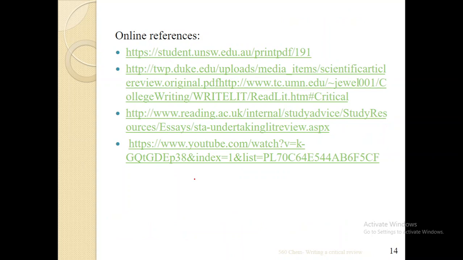So these are further references that you can explore in order to study in detail how to write a review paper. And in the next class I will be bringing some articles for you that I'll distribute among you, or maybe I'll share the links with you. You have to then write the review papers on that.